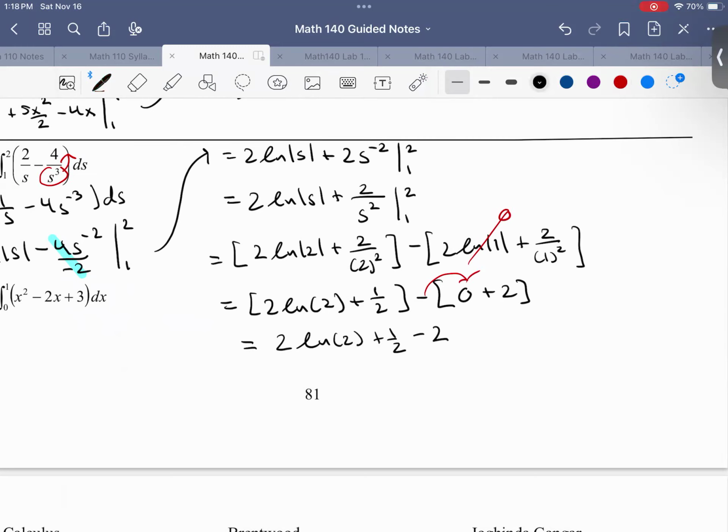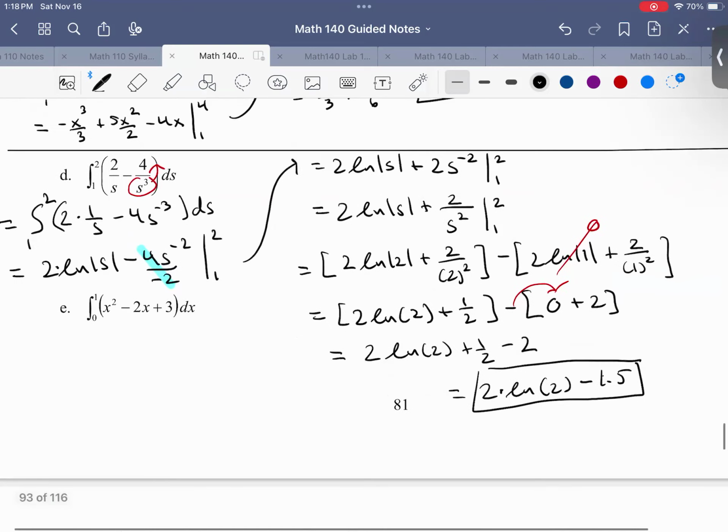So we'll just keep simplifying. What we end up with is 2 natural log of 2. And then 1/2 minus 2 is going to be negative 1.5 if you want. And you could compute the approximate answer, but for natural logs, I like to keep them whole just so we don't have some long decimal to work with. But that's how you would do this problem here for letter D.